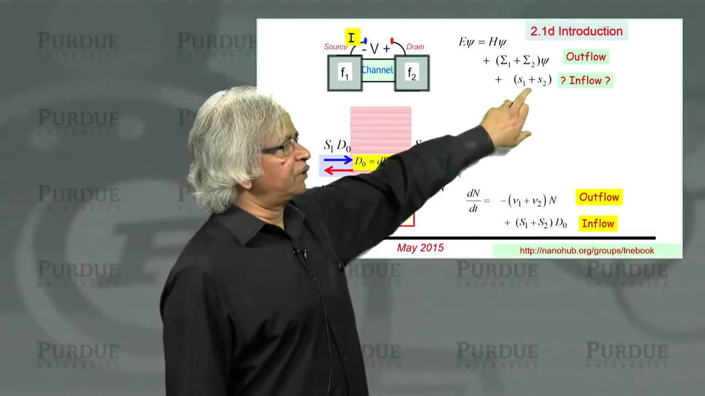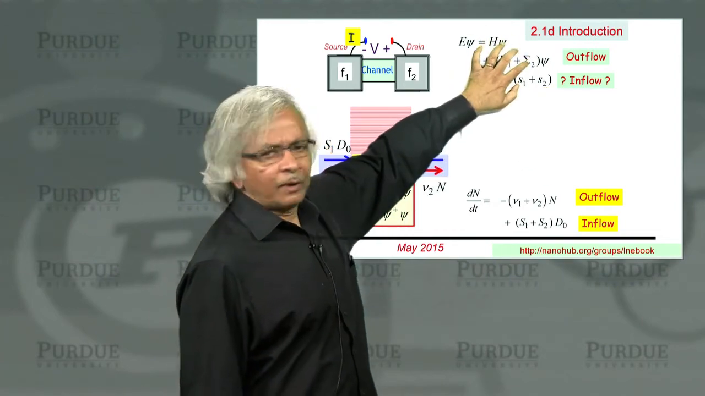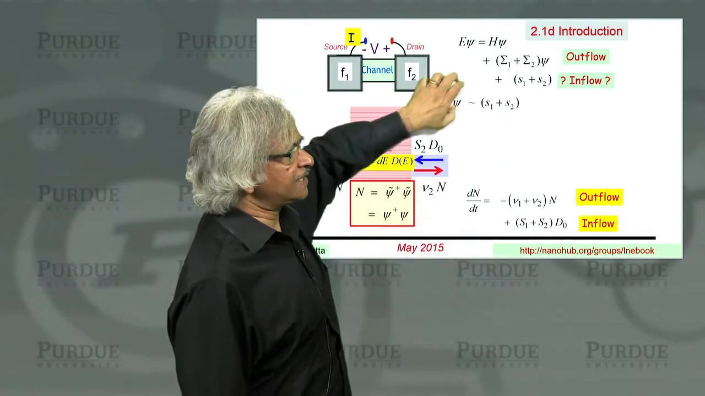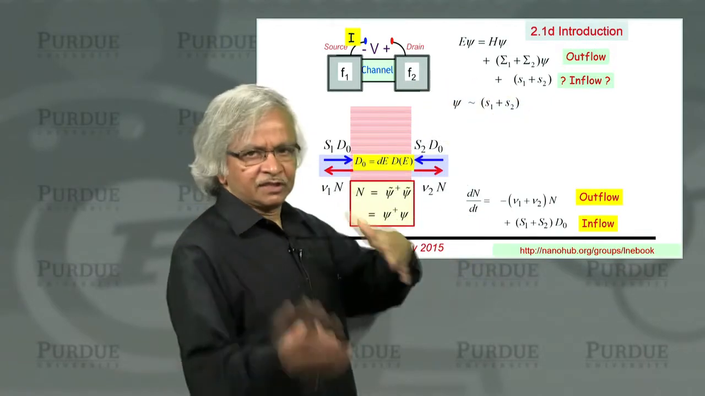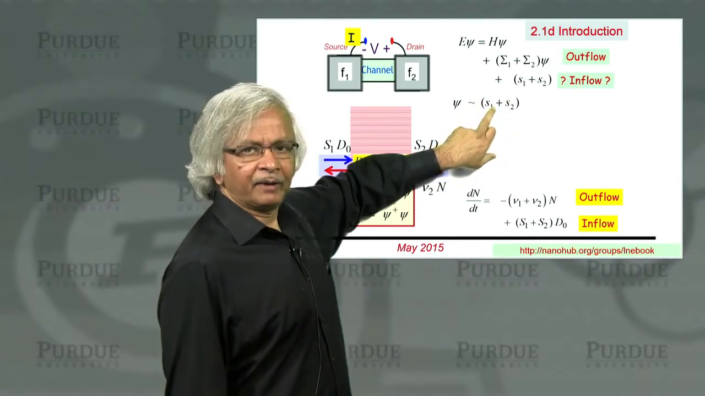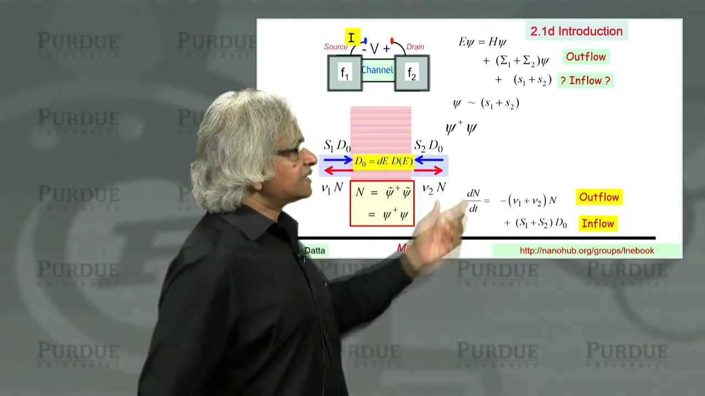Supposing we put in both, then when you solve this equation, you'll get psi in terms of S1 plus S2. So you'll get psi equal to S1 plus S2 times whatever. We'll see what it is later, but you could write it this way. But what you're really interested in is psi dagger psi.